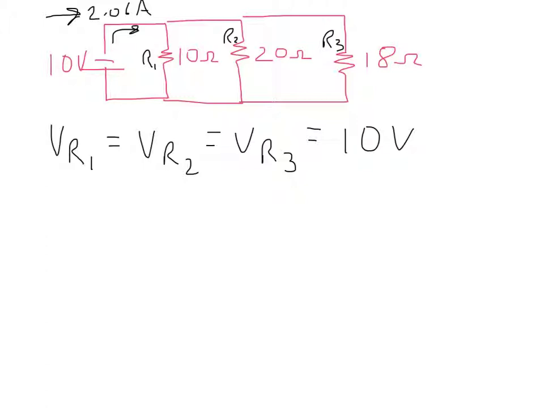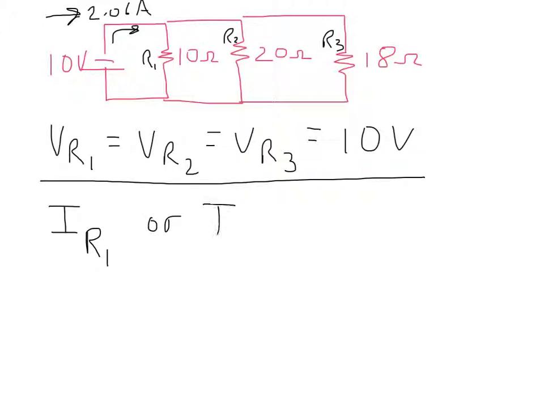Voltage drops. What did I tell you about the voltage drops? They stay the same. So the voltage drop across R1, R2, and R3 is equal to the source, which is 10 volts. What we're going to calculate are the branch currents. I'll say current through R1, or I may say current through branch 1. Either way, I mean the same thing. Now remember, R1 is 10 ohms, R2 is 20 ohms, and R3 is 18 ohms.